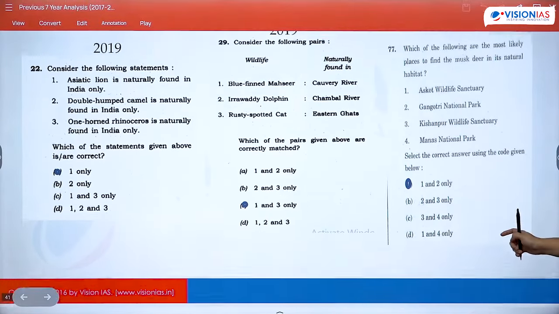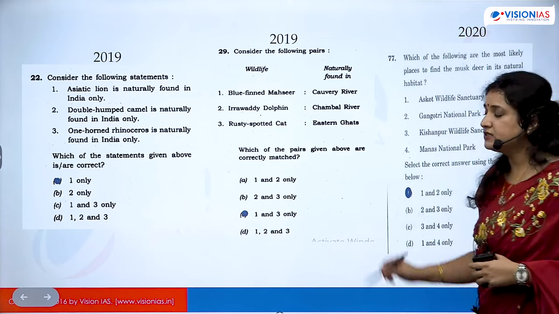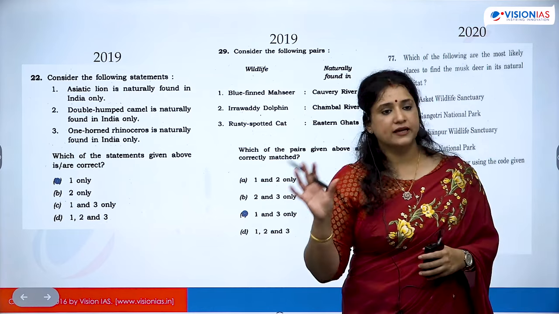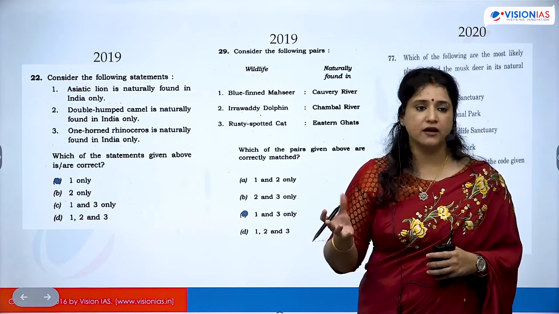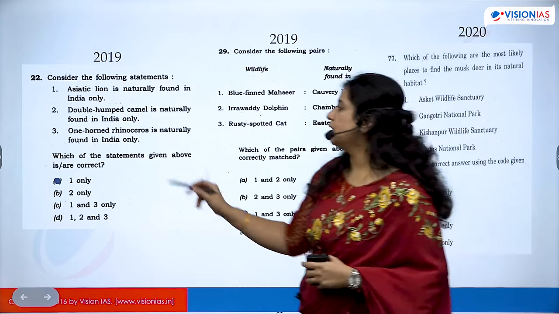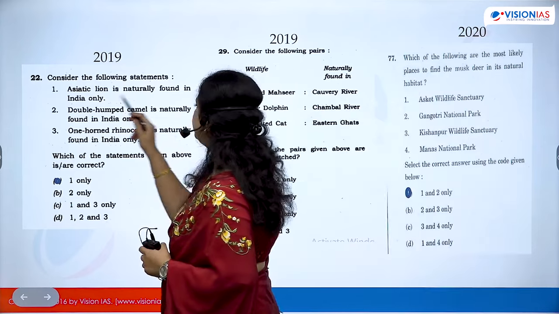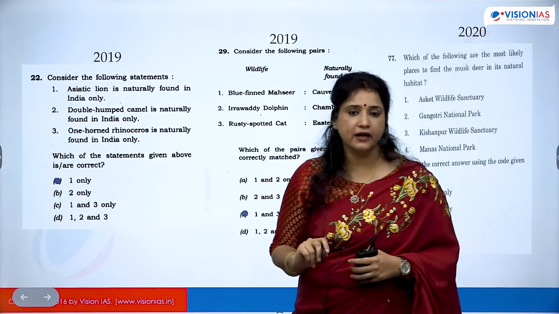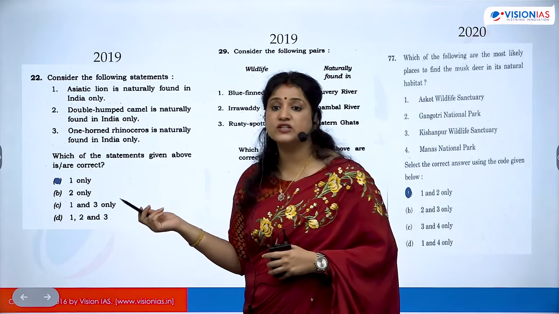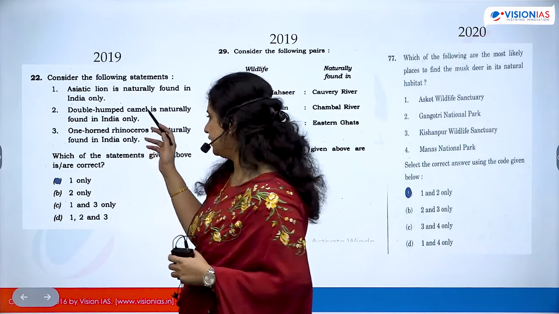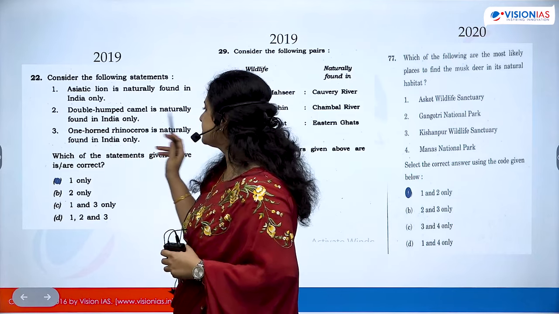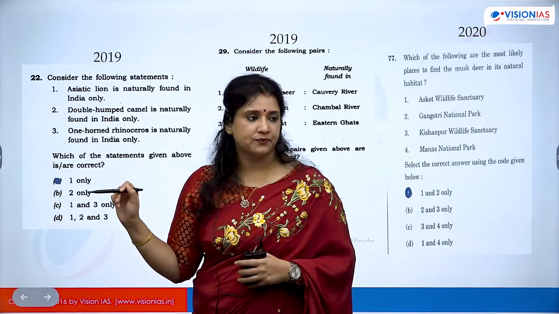Again, questions related to biodiversity in their habitat. That means where they are normally found. So Asiatic lion is naturally found in India only. Is this correct? Yes. It is in which? Gir. Gir.